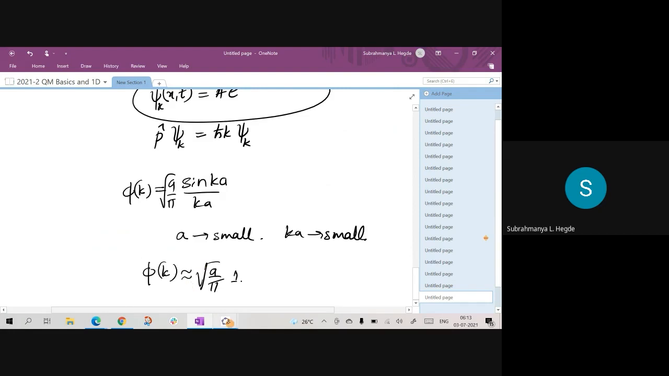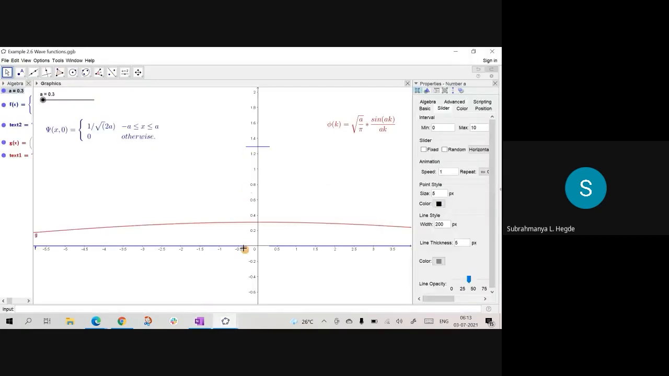So when A is very small, when I made A very small, around 0.3 here, can you see this 0.3 here on smartphone? Yes, sir. So now this will become almost constant. This pi of K becomes almost constant.